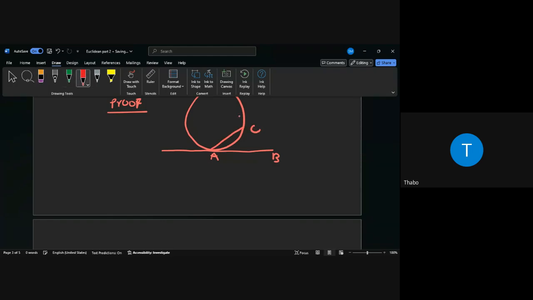I'm going to name this chord AC, and I'm going to say it subtends a certain angle here. So I'm going to name this one.